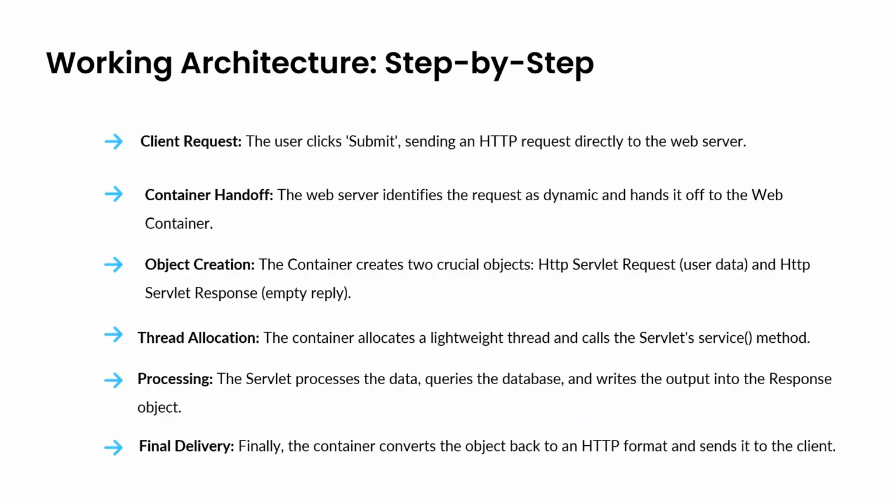This slide shows the full request response flow step by step. First, a client sends a request like clicking submit. The web server passes it to the web container. The container creates request and response objects. Then it assigns a thread and calls the servlet service method. The servlet processes the request and prepares the response. Finally, the response is sent back to the client in HTTP format. In short, the container handles the full request response cycle automatically.